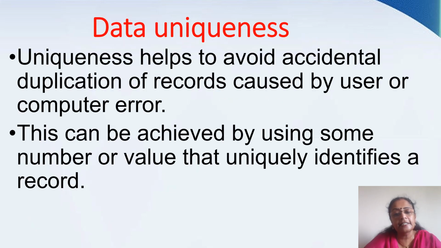Now data uniqueness is something which is very, very important in database management. Uniqueness of data helps to avoid accidental duplication of data records caused by a user or a computer error. Now this can be achieved by using some number or value which uniquely identifies each record. So every record that is put into the database should have something which is unique to it, so that it helps to avoid duplication or multiplication of the same data. That is, duplicate errors can be avoided. Now for this purpose, what is to be done? There should be something unique in every record which helps to identify itself.